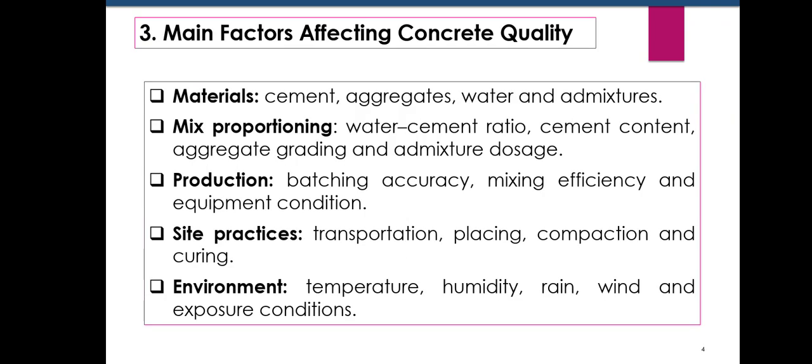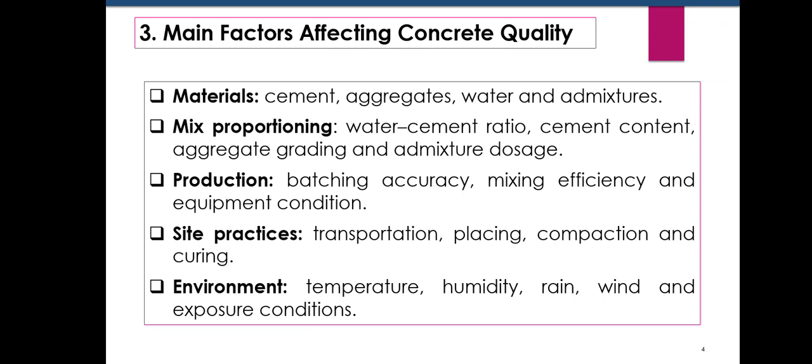Now, let us move on to the major factors affecting concrete quality. The first factor is materials. These include cement, aggregates, water, and chemical admixtures. The second is mix proportioning. Important parameters include the water cement ratio, cement content, aggregate grading, and admixture dosage.